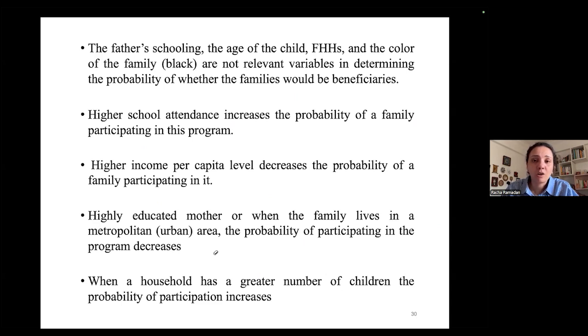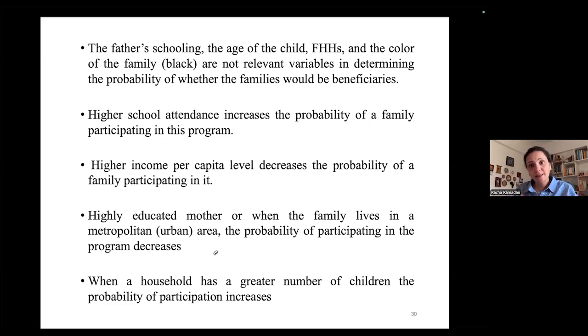Okay, what are the main results? It was found that further schooling, age of children, having a female head or being black would increase the probability of being a member of Bolsa Familia, because simply it increases the probability of being poor. Higher school attendance also increases the probability of a family participating in the program. Higher income per capita, of course, would decrease the likelihood of participating in the program. Having an educated mother or living in an urban area would decrease the probability of being selected into the program, and the greater the number of children, the more likely that you participate in the program.